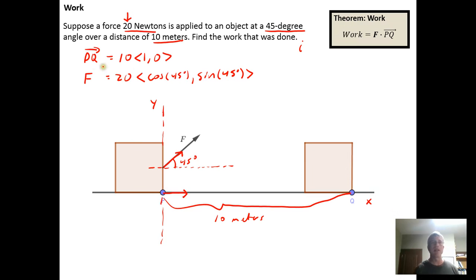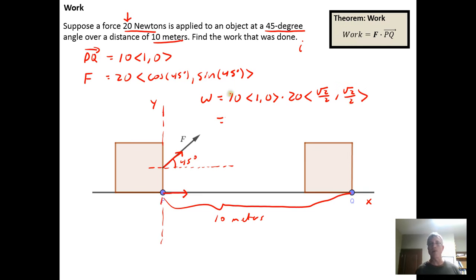And to calculate the work done, we just take the dot product of those 2 vectors. So the work that's done is going to equal the dot product of the distance vector with the force vector, and the force vector looks like 20 times the vector <cosine 45 degrees, sine 45 degrees>, which is <square root of 2 over 2, square root of 2 over 2>.